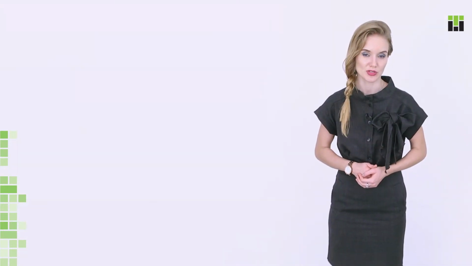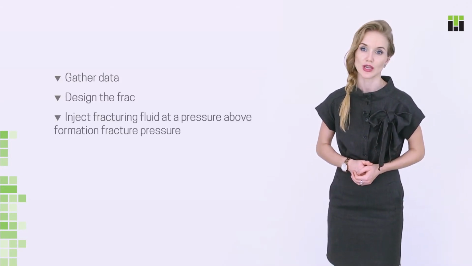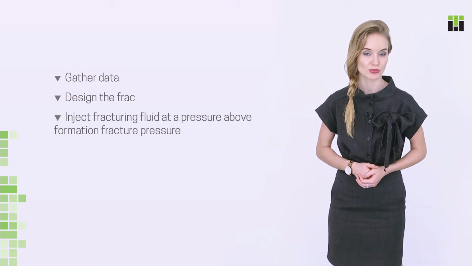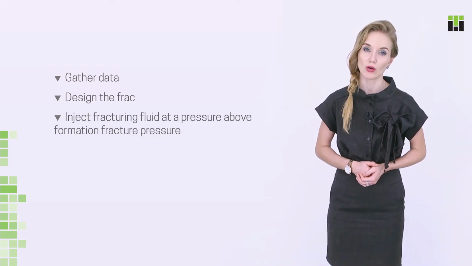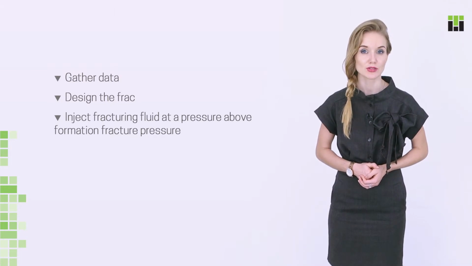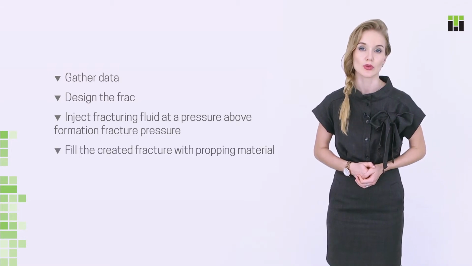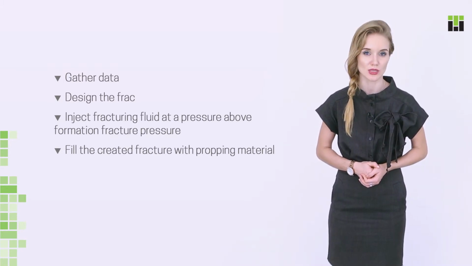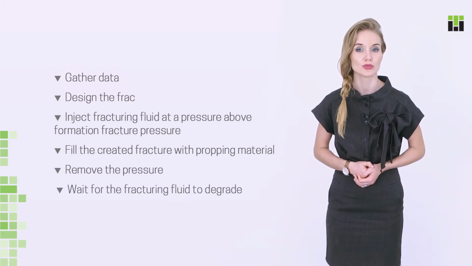Let us review frac job stages. First, we gather data and design the frac. Then, we inject fracturing fluid at a pressure above formation fracture pressure. This fluid should be strong enough to create a fracture. It should not invade the formation, and wellhead pressure should be relatively low. And all this can be achieved using a viscous oil-based or water-based gel that will degrade afterwards. Then we fill the created fracture with propping material so that it would not close down. Finally, we remove the pressure and wait for the fracturing fluid to degrade.